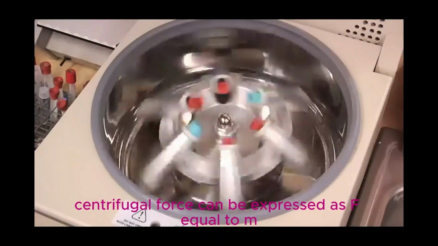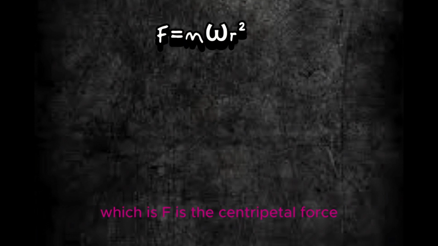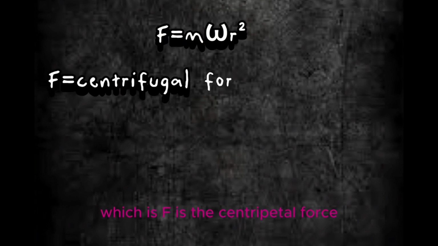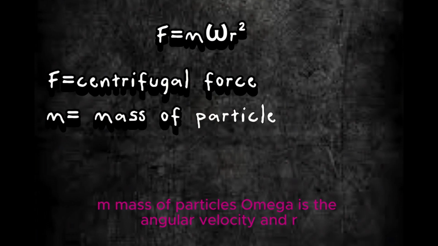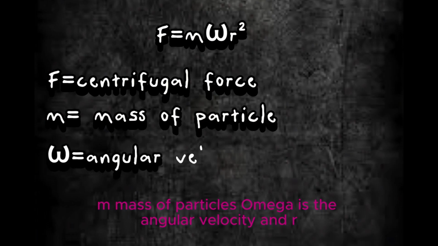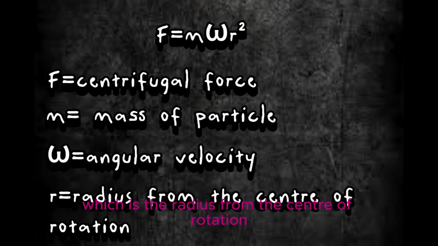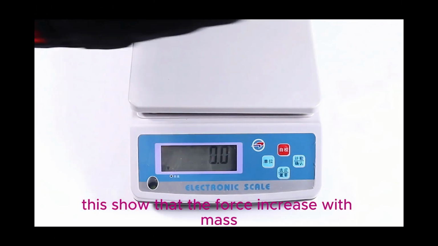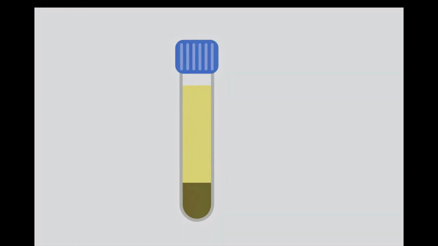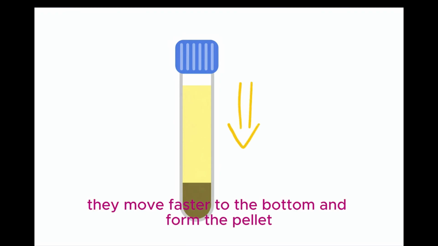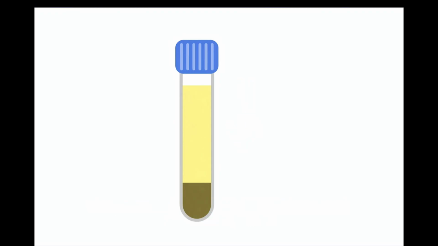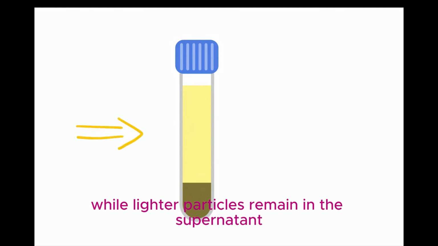Centrifugal force can be expressed as F equals m omega r squared, where F is the centrifugal force, m is the mass of particles, omega is the angular velocity, and r is the radius from the center of rotation. This shows that the force increases with mass. Therefore, particles with higher mass and density experience a greater outward force. As a result, they move faster to the bottom and form the pellet, while lighter particles remain in the supernatant.